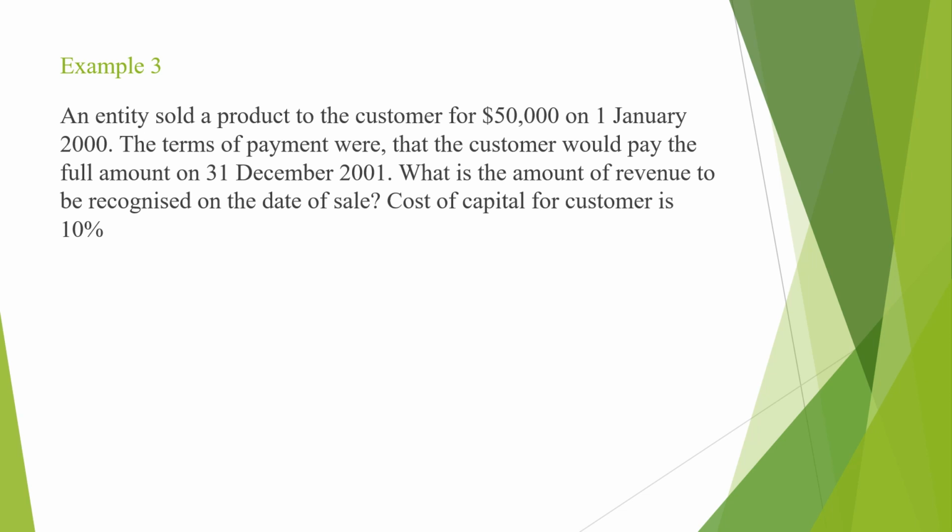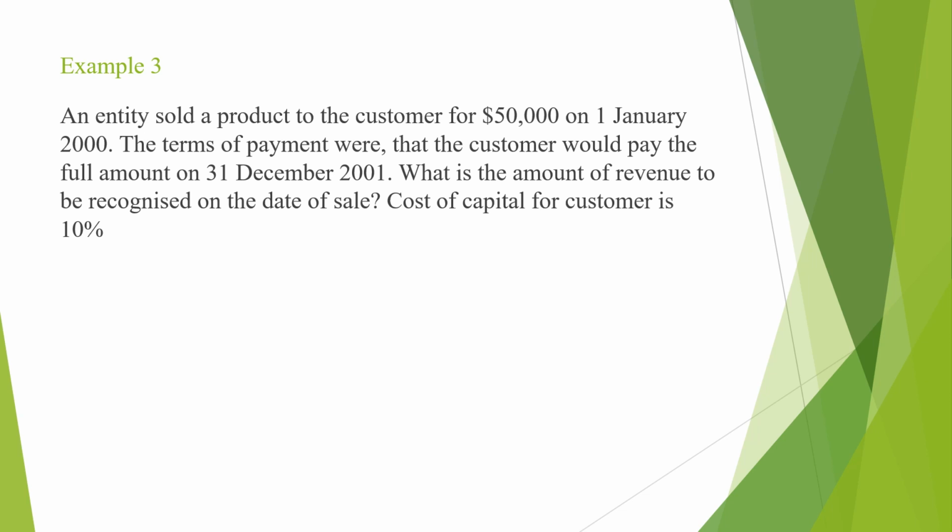Okay, so let's do an example for the financing consideration. An entity sold a product to a customer for $50,000 on 1st Jan 2000. The terms of payment were that the customer would pay the full amount on 31st December 2001. So please understand, the customer has made a purchase on 1st Jan 2000, but he is going to pay only on 31st December 2001. So he is going to pay after full 2000 is over and after full 2001 is over. That means he is going to pay after 2 years.